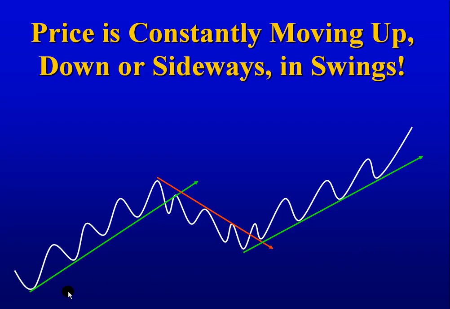Price is constantly moving up, down, or sideways. It predominantly moves sideways in its ranges, as we clarified in the support resistance section. But here we have an uptrend, followed by a downtrend, followed by an uptrend. But if we were to step back and look at this, we see one overall price swing over the longer time frame.